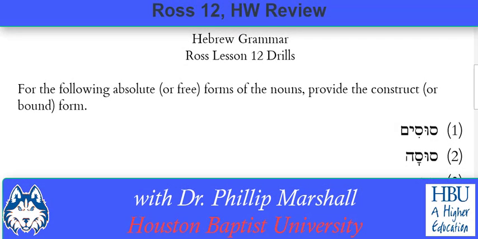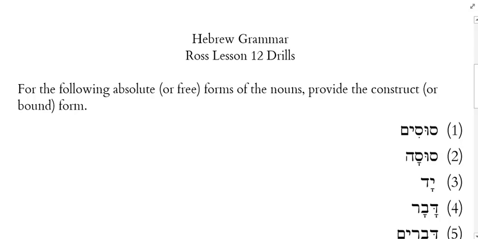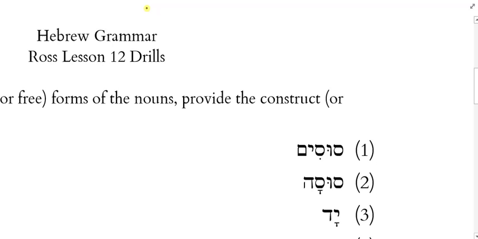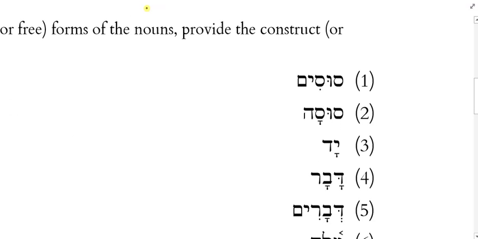All right, so what you were asked to do on this drill sheet is to create the construct forms based on the absolute forms that you're given here. So let's start with number one. We have susim. So you have to know what gender and number susim is here for the absolute form. Yeah, that's masculine plural, right? So I need to come up with the masculine plural construct.